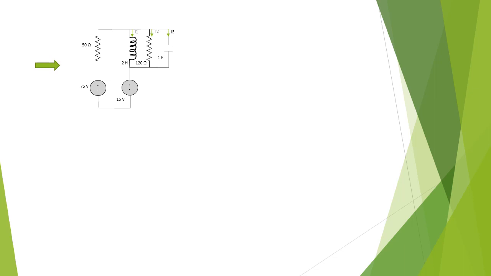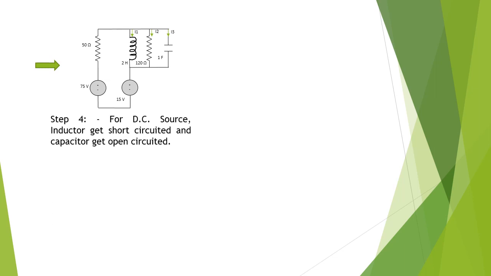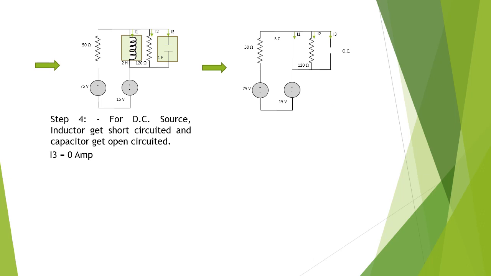Now let us apply the next step to this particular circuit. Now what do we have to do? We have to find the values of currents I1, I2 and I3. Whenever we have a DC source, the inductor gets short circuited and the capacitor gets open circuited. So if the capacitor is open circuited, the value of the current passing through the capacitor, that is I3, is equal to 0 ampere. So we get a new circuit like this. Just check, a short circuited terminal replaces the inductor and an open circuited terminal replaces the capacitor. So as it is open circuit, current I3 equals 0.